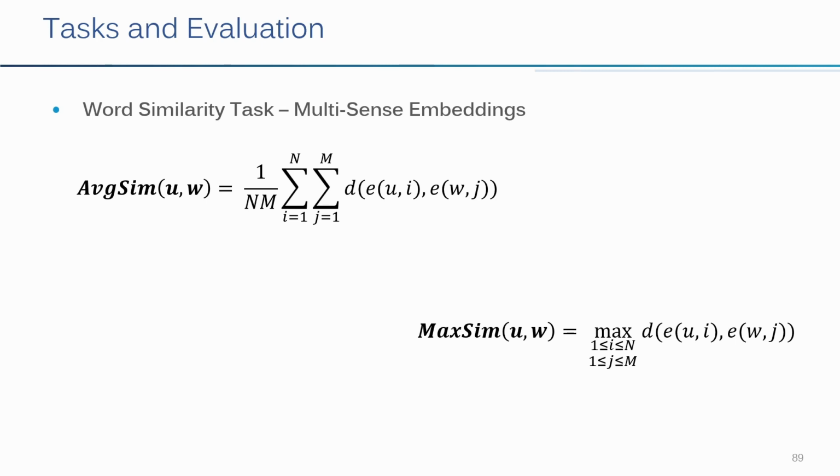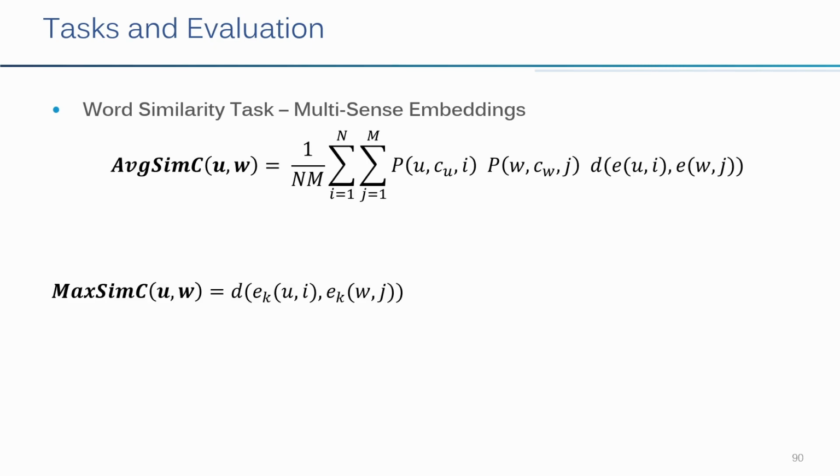One approach to calculate the similarity is the average similarity, in which you calculate the dot product between all the possible senses, or all the possible vector representations, for this pair, and then you just average. Or, after you calculate all the similarities between all the possible senses, you keep the max value, and this we call max similarity. The thing is, these, the average similarity for multi-sense word embeddings and the max one, consider just the pair of words.